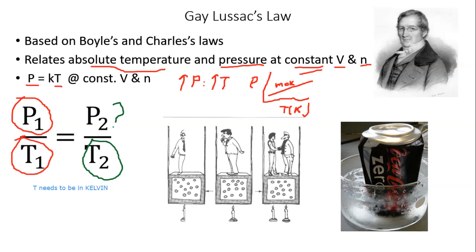So the diagram here, what we're seeing is the half human and whole human and two humans. This is increasing pressure. Now the box symbolizes constant volume. The number of spheres in the boxes symbolizes constant amount, and the candles symbolize increase in temperature. So as you increase the temperature, you increase the pressure at constant volume and amount.